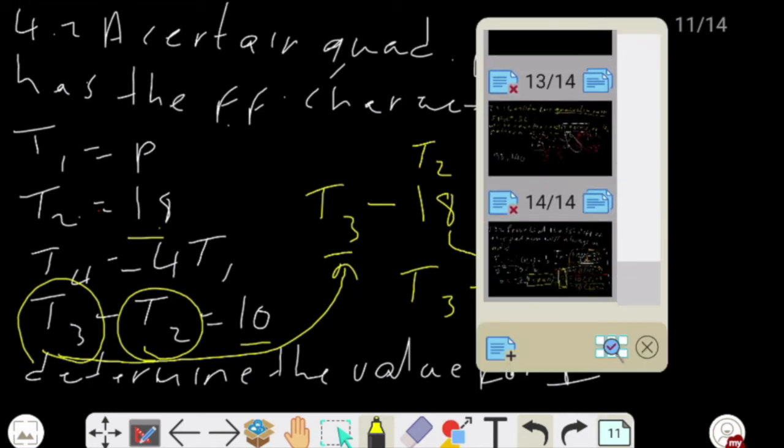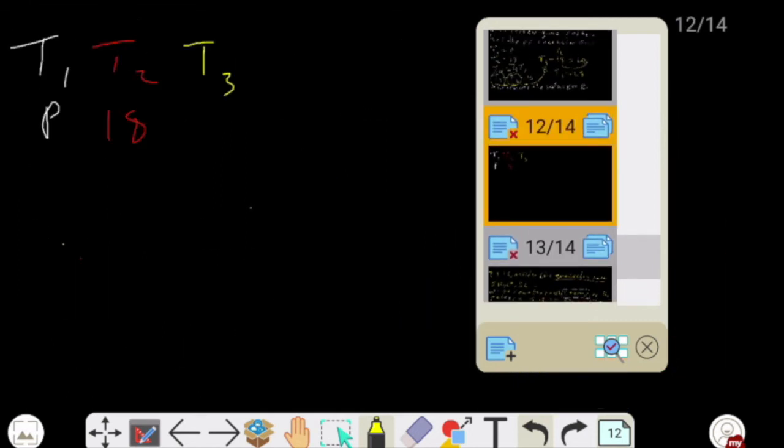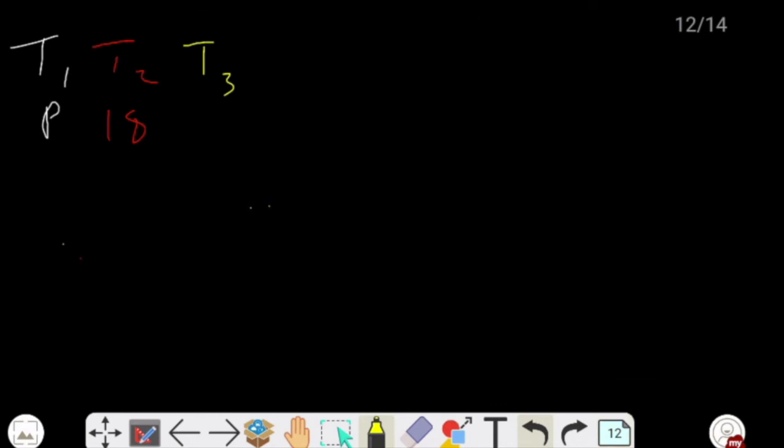Let's go back to our sum. There it is. So T3, like we just calculated, would be 28. And then T4, they say it's 4T1.